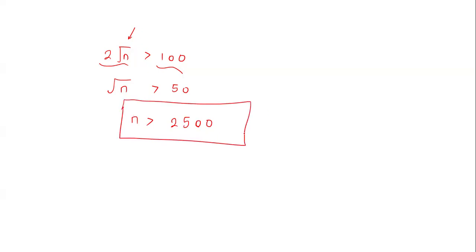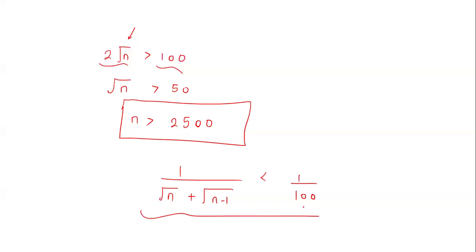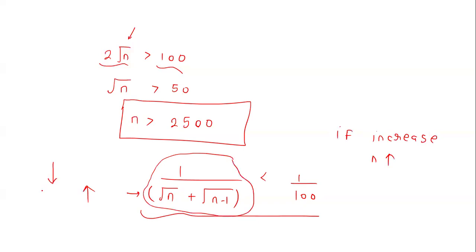Now initially we have 1 divided by root of n plus root of n minus 1, and this should be less than 1 by 100. In this inequality you can see that if we increase the n value, the denominator part increases and the overall value will decrease.